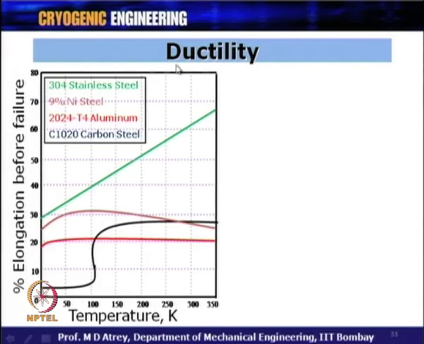Again, this curve shows a similar curve as we saw earlier, that is, the impact strength, and this gives percentage elongation before failure versus temperature on the x-axis.